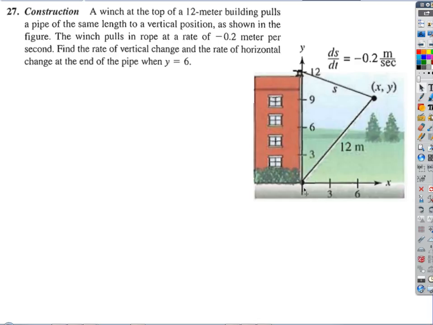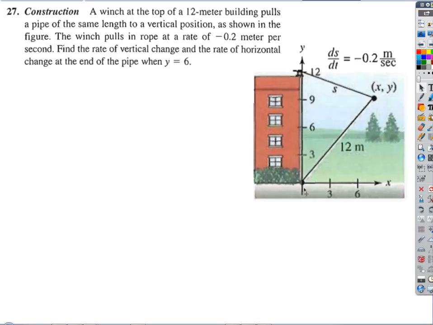Find the rate of vertical change and the rate of horizontal change at the end of the pipe when Y equals 6. Okay, make sense? So we're looking for X dot and Y dot when Y equals 6 in this picture. Okay, so what are we going to do? It's kind of a tough one. What are we going to do here?